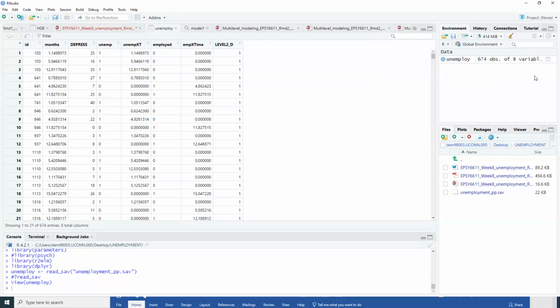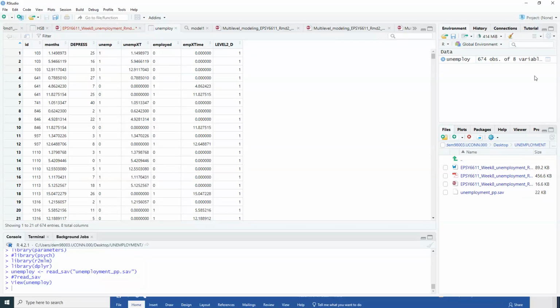This is the unemployed by time interaction. If you look at months times unemployed, that's what that is. This is the employed by time interaction. So we've basically got the employment variable coded in 2 different ways. I always do that with dummy coded variables. I name it whatever the 1 is. So employed means employed is 1 and unemployed is 0, and unemp means unemployed is 1 and employed is 0.